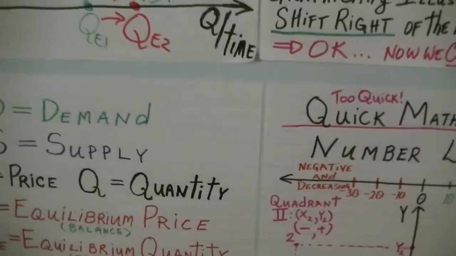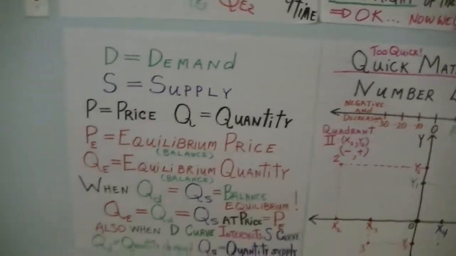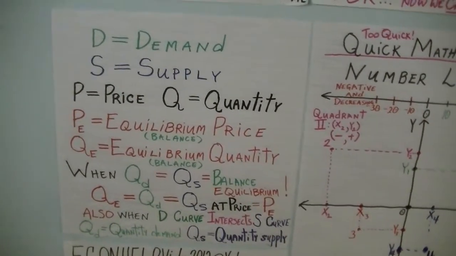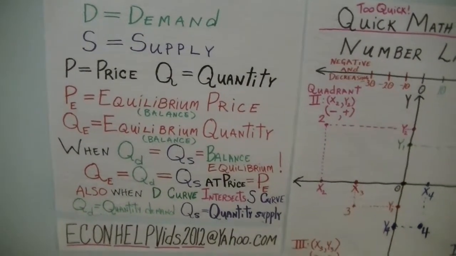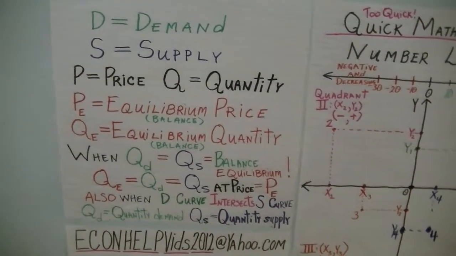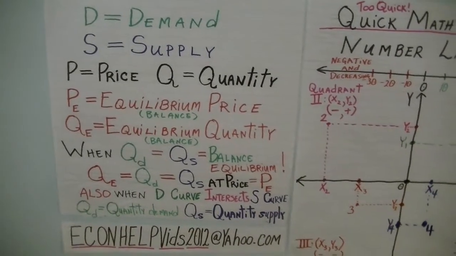Okay, so I'm going to come around here some more. Here are some symbols that I'm going to be using and what they mean. D for demand, S for supply. I'm not going to go through all that because I'm going to try and make this a quick video. But again, you can pause that.